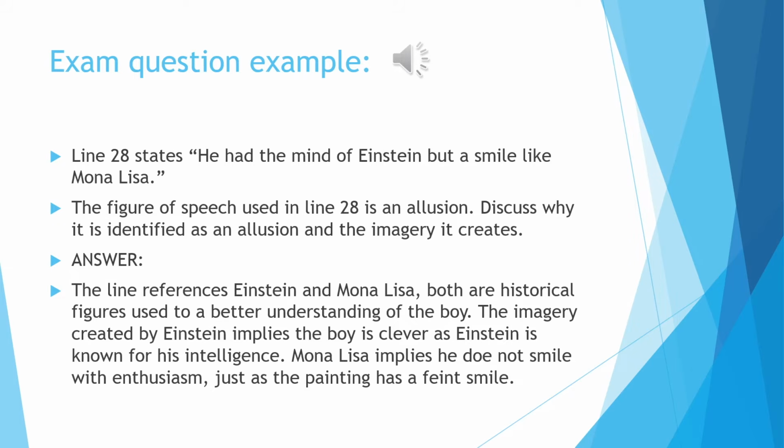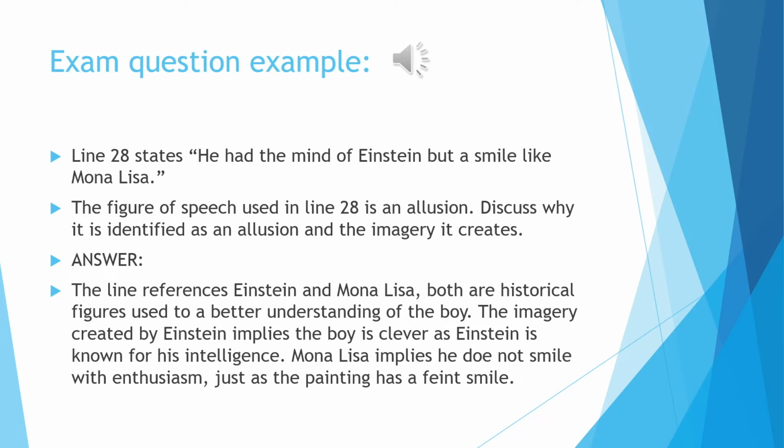Right? So that's our first step. We're identifying what we've had a look at, what we have been given. Now the question says the figure of speech in line 28 is an allusion. We know that to be true, so we agree with that statement. So, moving on. Discuss why it is identified as an allusion and the imagery it creates.